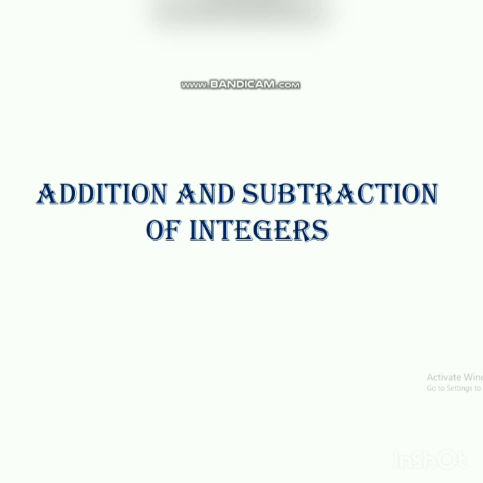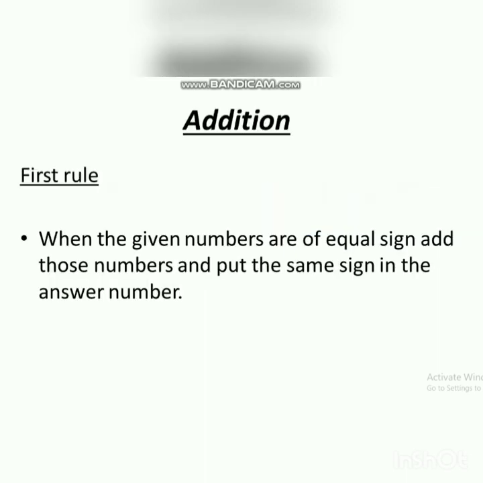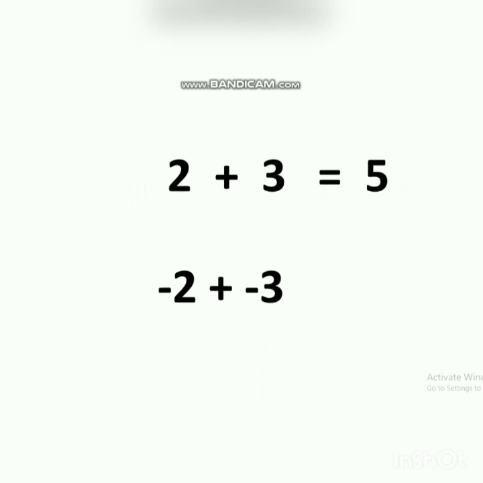So we will start with addition. The first thing you should keep in mind while adding numbers is that when numbers are of equal sign, you should add them and put the same sign in the answer. For example, if you are adding 2 and 3, both of them are positive, so the answer will be positive 5. If you are adding -2 plus -3, both of the numbers have a negative sign. Here also you add those numbers, that is 2 plus 3 is 5, and put the same sign, negative. So the answer is -5.